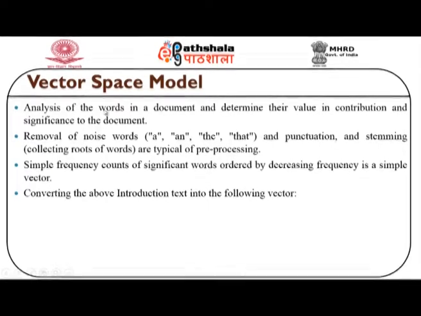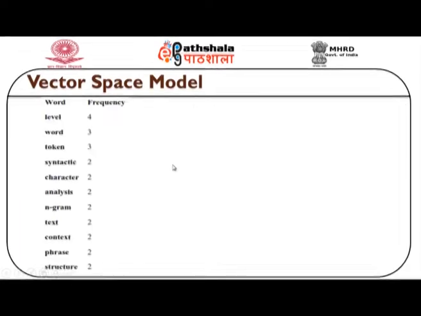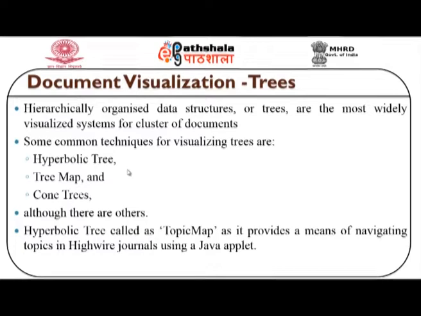So if you look at this about text, this can be represented in the vector format like this, wherein level is a word which has got a frequency of 4, word is a word which has got a frequency of 3, token is a word which has got a frequency of 3, syntactic 2, and similarly so on, where this is called as a vector space model of representation of the given text.